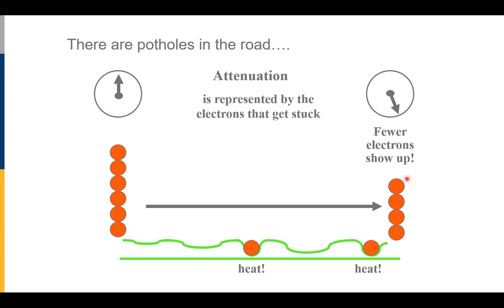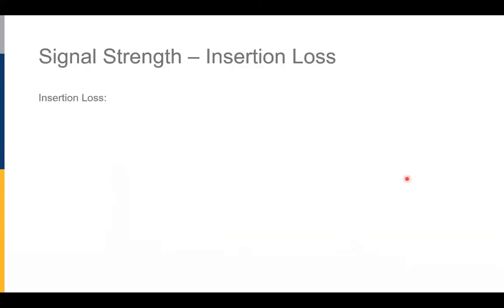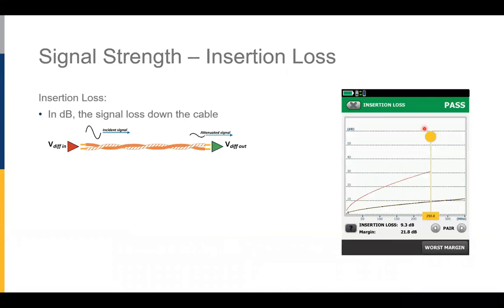We lose some along the way. Let's take a look at this a different way. Let's take a look at this with the screen from the tester. Now, the screen on the tester on the vertical scale is showing us the amount of signal loss in decibels. Decibels is a simple way of comparing two values. So decibels, we're comparing the signal that we sent with the signal that we receive on the far end.